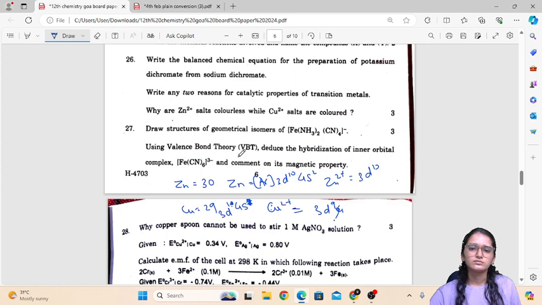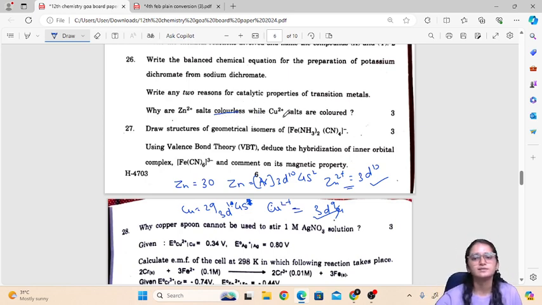For this you should first know the concept of colored and colorless compounds. The compounds which have unpaired electrons, the presence of unpaired electrons, only those compounds will show colors, and the compounds which do not have any unpaired electrons will be colorless. If you observe these two, in zinc 2+ all the electrons are paired, so it is colorless, and copper 2+ has one unpaired electron, so it is colored. That's why zinc 2+ is colorless and copper 2+ is colored.